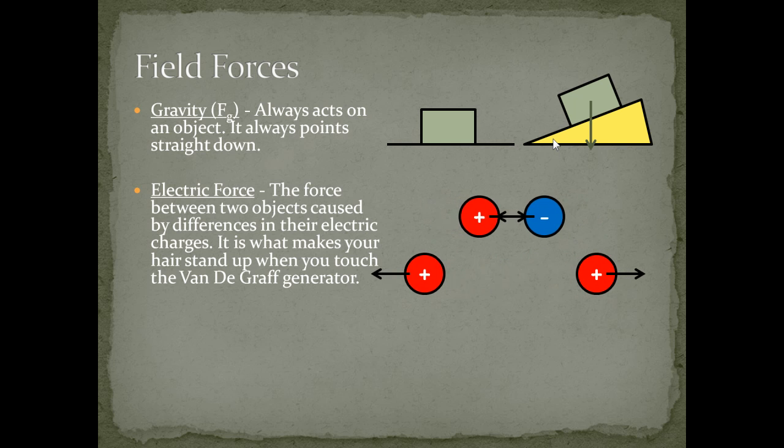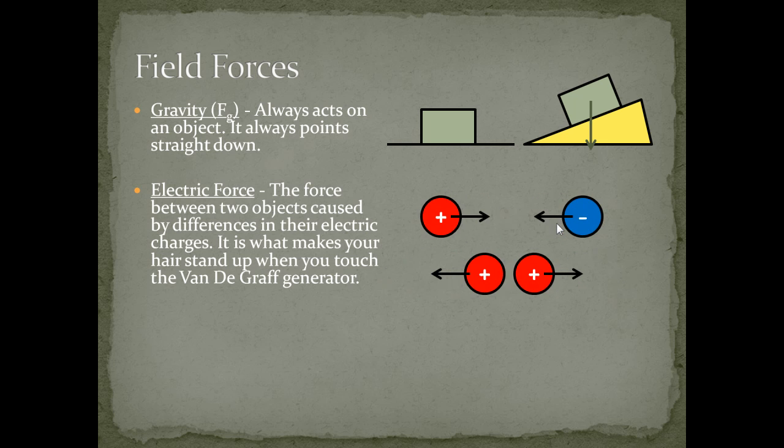The next type of field force we're going to talk about is the electric force. This is the force between two objects caused by differences in electric charge. And it's what makes your hair stand up, like I previously said. Now this follows a rule. The rule is opposites attract and likes repel. In the top scenario here, I have a positive charge that is being attracted to a negative charge, and they get pulled together.